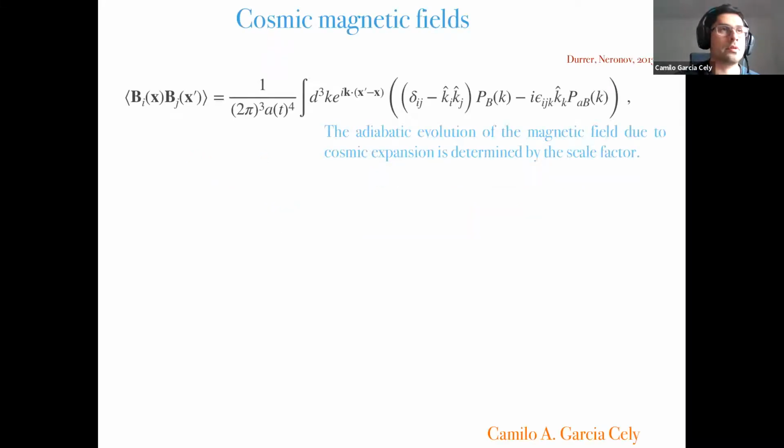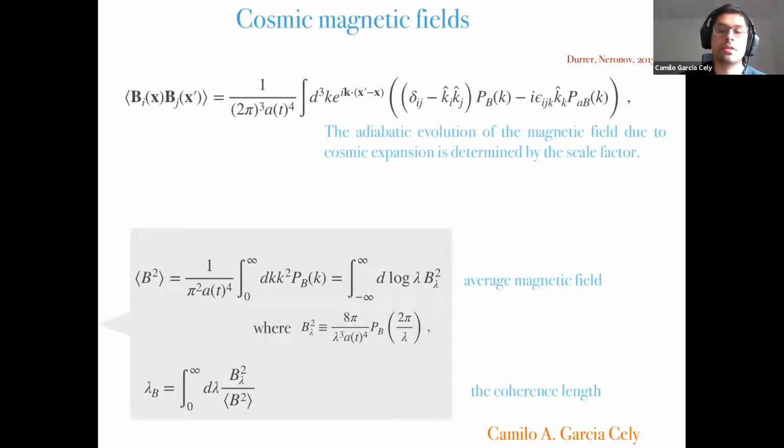Of course, for using the Gertsenshtein effect, we need to discuss magnetic fields. And in a cosmological context, we need to talk about cosmic magnetic fields. They are parameterized by these correlation functions. Essentially, these allow us to introduce two things, which is all I need to study the Gertsenshtein effect on cosmological scales. One thing is the average magnetic field, which can be calculated from this primordial spectrum of the magnetic field. The other thing is the coherence length.